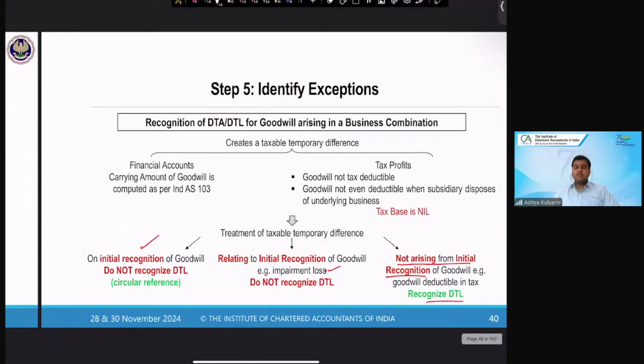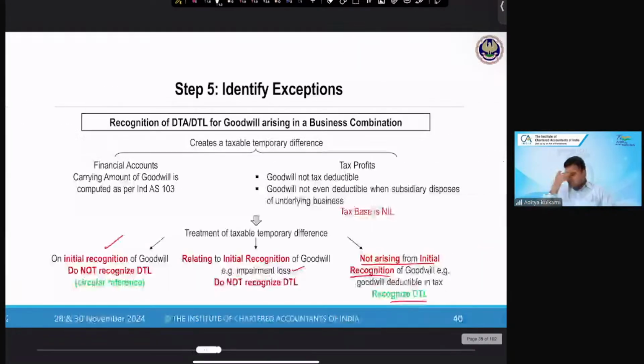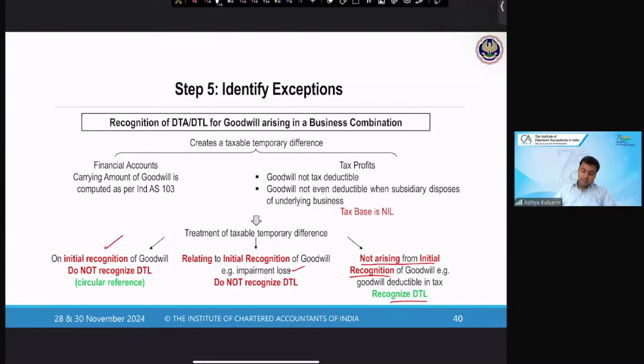So step number 5, identify exceptions. See, we will move on a balance sheet wise basis, identifying for each and every line item of the balance sheet, what is your carrying amount, what is your tax base, what is the difference. Now, there are certain exceptions. Okay. What are those exceptions and why do we have those exceptions is something that we will now look into. See, recognition of deferred tax asset or liability for goodwill arising in a business combination.